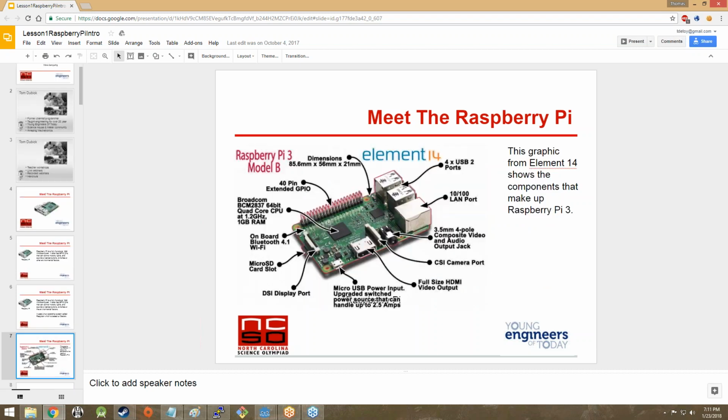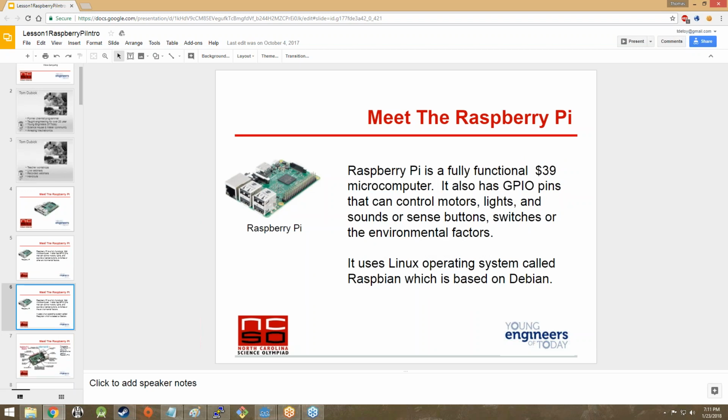Anyway, Debian is a particular flavor of Linux, and Raspbian is a particular flavor of Debian, which was meant to be as lightweight as possible and as easy to use for the Raspberry Pi.